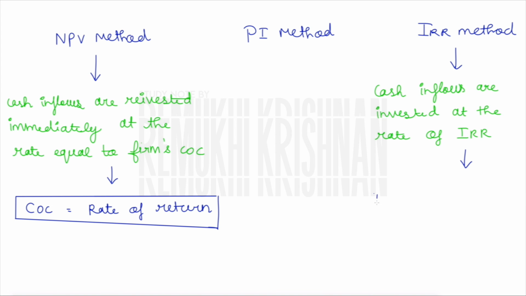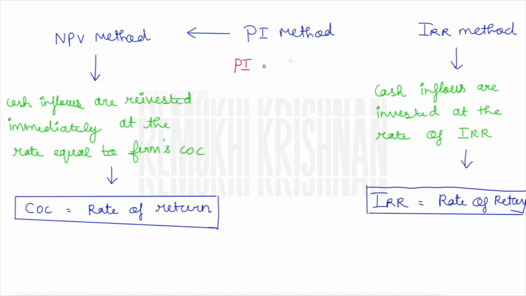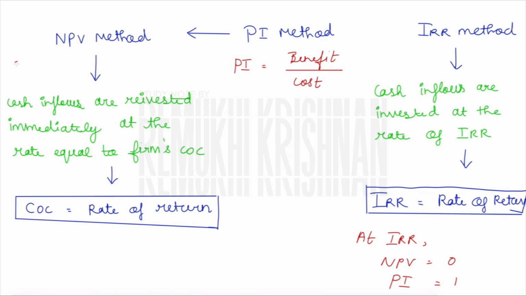So you have some relation between the PI and NPV methods. We will look into it in more depth in the next topics. The profitability index is nothing but benefit divided by cost. Another thing to be noted is that at the IRR, the NPV is equal to 0 and the profitability index is equal to 1. The NPV method is nothing but benefit minus cost. It is so simple. These three methods have some relation to each other, so keep it in mind.